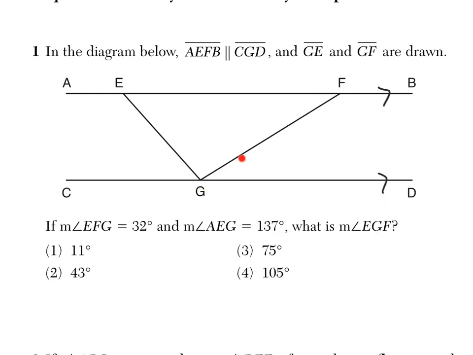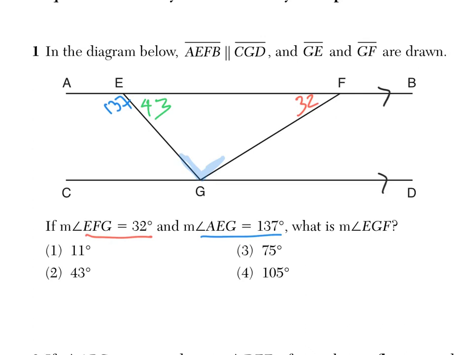What is angle EGF? We're going to have to figure out the measure of that angle, and let's go through this right now. So it says if EFG is 32, I'm going to mark that like so, and if AEG is 137, I'm going to indicate that right here. Once again, our objective is to figure out what this angle is, and I recall that the sum of the three interior angles of a triangle equals 180, so let's figure out what this angle is. I recognize that this angle and this angle form a linear pair relationship. So 180 minus 137 gives us, of course, 43.